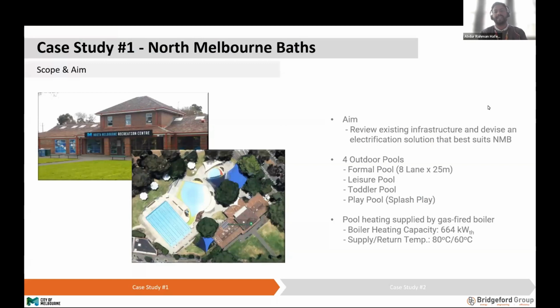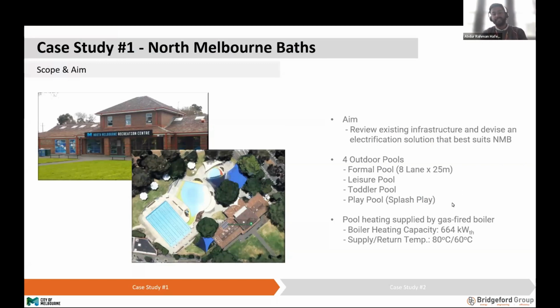North Melbourne Baths is located in North Melbourne on 246 Arden Street. It's an outdoor aquatic center, and the aim here was to look at how we can replace all the existing infrastructure and get it electrified in a solution that appreciates the use of the site. The center has four outdoor pools: a formal pool with 8 lanes and 25-meter pools, a leisure pool, a toddler pool, and also a splash area.